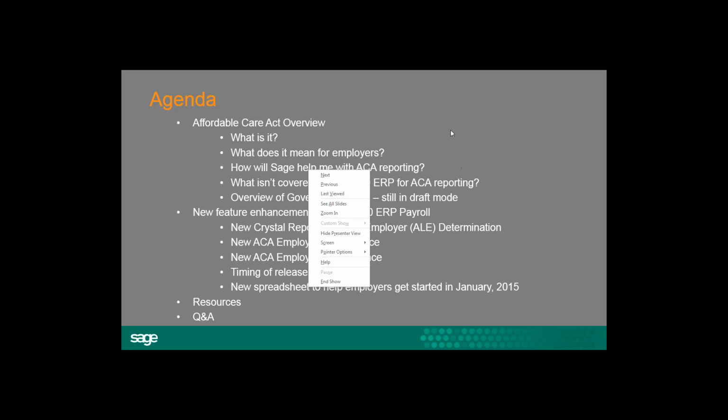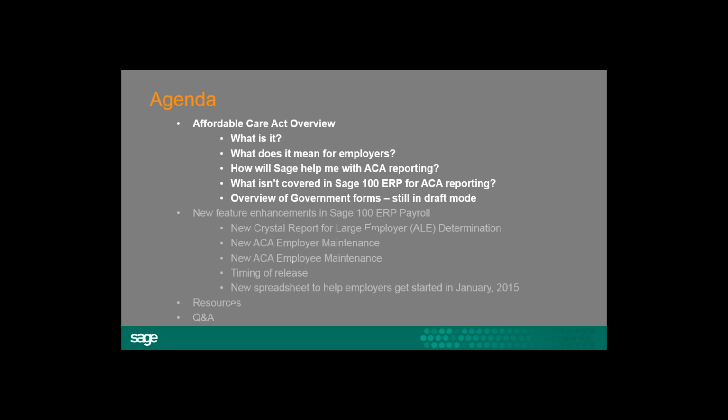So let's go ahead and discuss it. We're going to go over what ACA is, what isn't covered by Sage in the whole ACA, and then I'm going to briefly take you through all the new reporting and how you need to set up that information for all of that ACA. I'll also show you a resource where you can get more information on ACA and how ACA works with Sage 100.